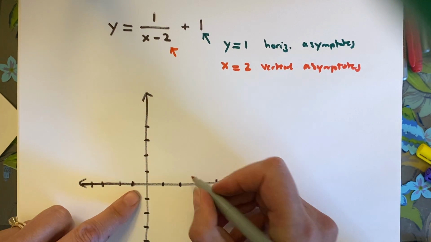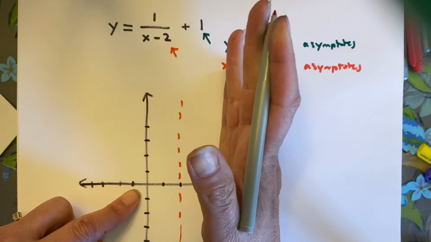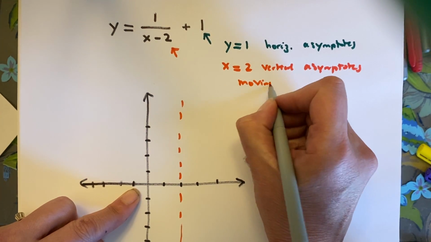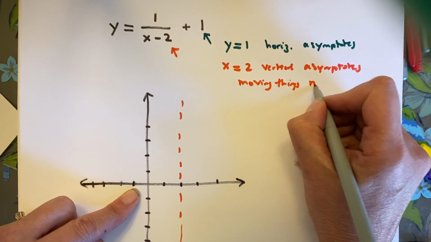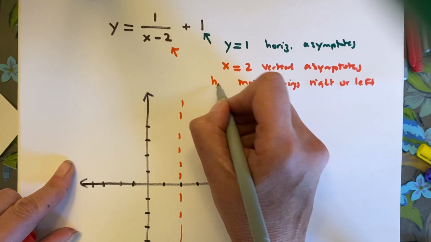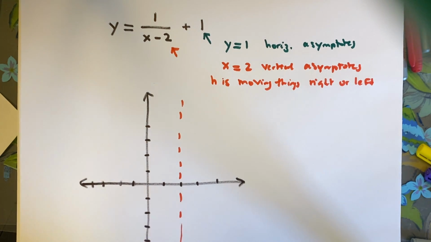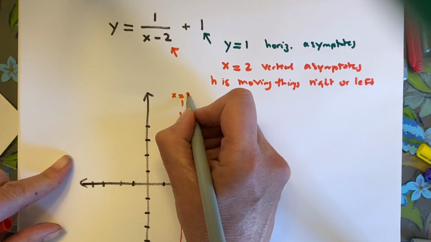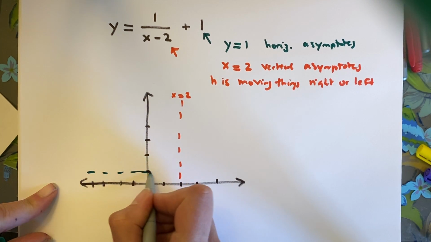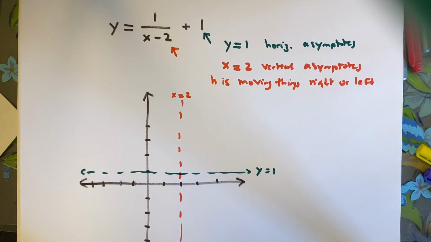So my vertical asymptote, x equals 2, right? Because what that means is I'm moving everything over to the right. If you remember, h is moving things right or left, and this 2 stands in for the h. So this is my first asymptote, x equals 2. And my second one is going to be y equals 1. Right here, y equals 1, so that's my other asymptote.